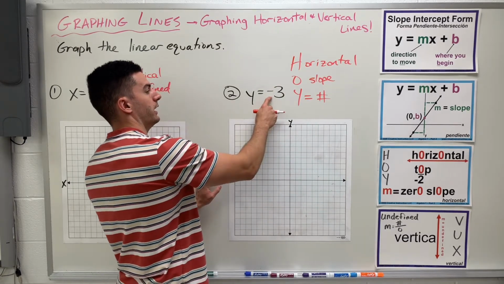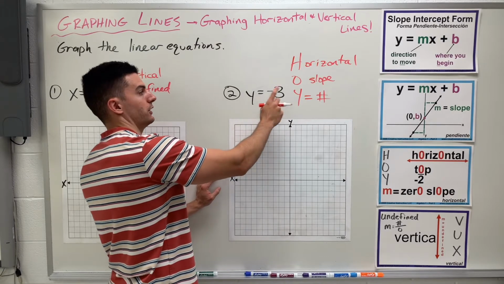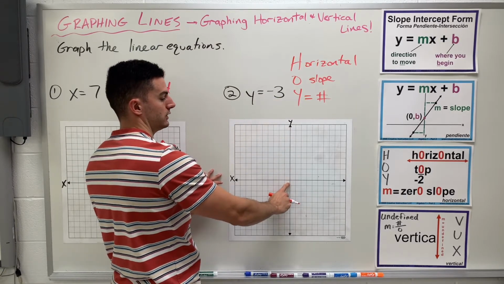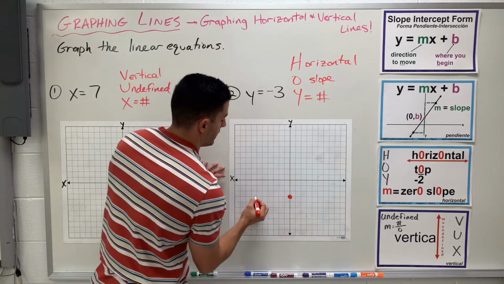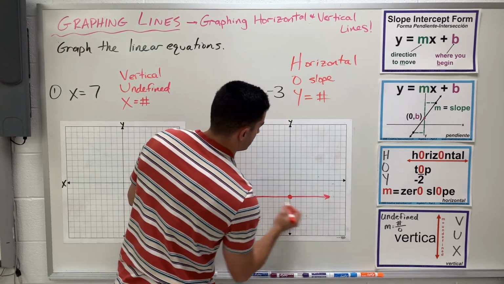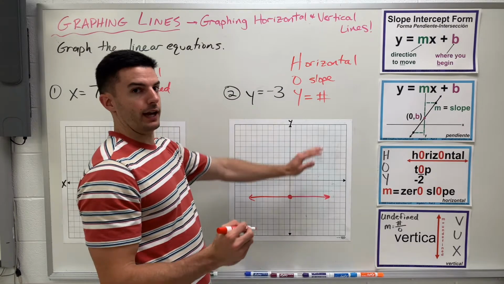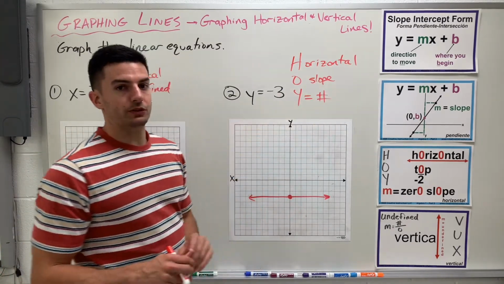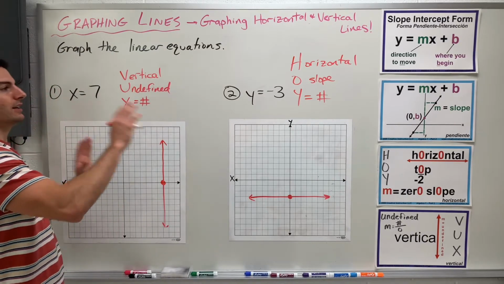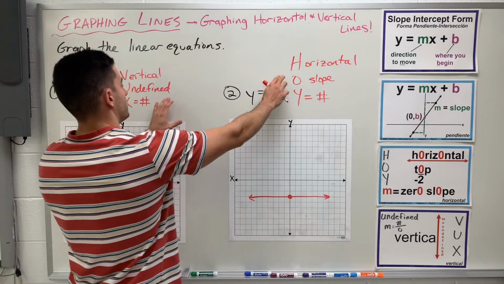Okay, and I do the same thing. I go to the y-axis. I go to -3. So y-axis, go to -3, and I draw a horizontal line there, right? So this is never going to touch the x-axis, okay? And that's my line. That's the whole thing. And the slope is 0, okay? Now, what's the difference between these slopes? Now, let's talk about that.